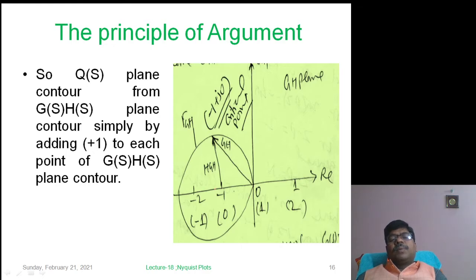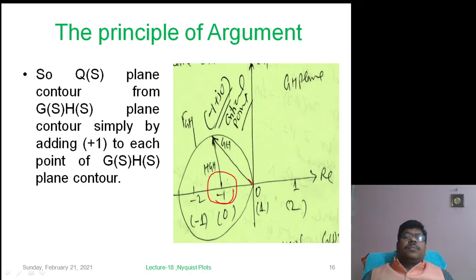So, what happens? The origin for the Q(s) plane shifts: when we add 1 to G(s), this point shifts to this. For 1 plus G(s)H(s), this point becomes the critical point, since this is G(s) and we are adding 1. So, this is the contour. In place of this origin, this point becomes the critical point. So, this is the principle of argument for the closed loop system.